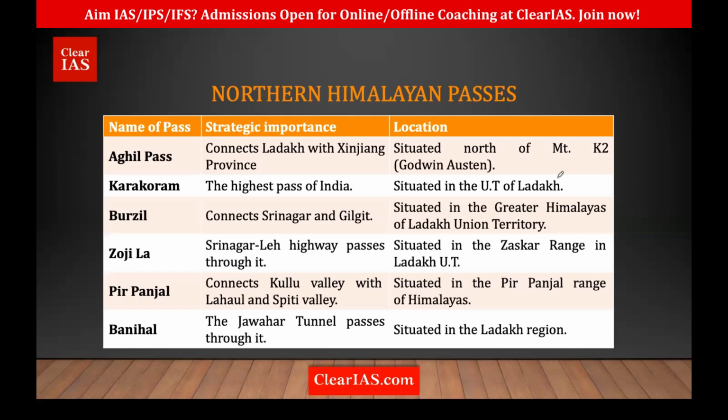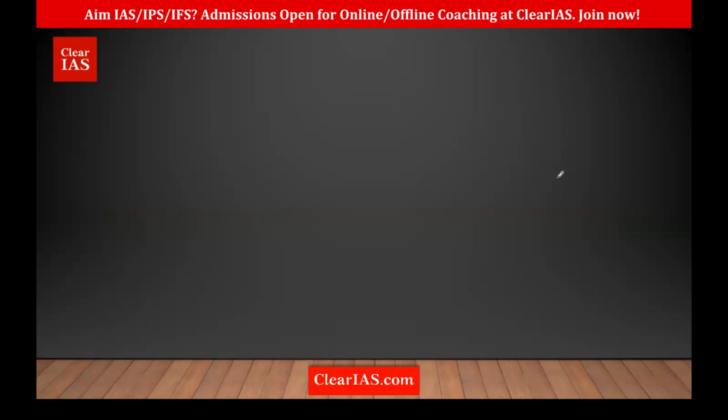Next is the Pirpanjal. It connects Kulu Valley and Lahaul Spiti. It is in Himachal Pradesh and it is situated in the Pirpanjal ranges of Himalayas. And then there is Banihal Pass. So we have the Jawahar Tunnel going through the Banihal Pass and it is situated in the Ladakh region. So you can see these locations here.